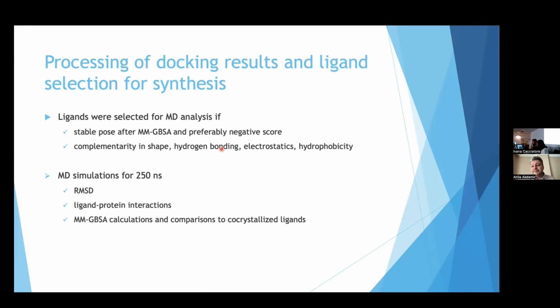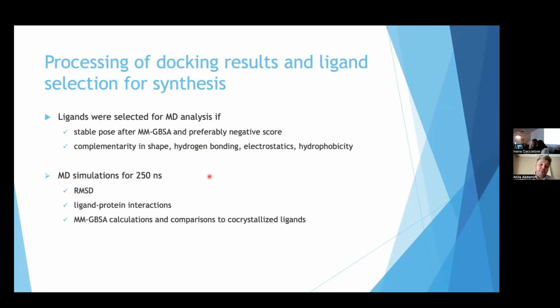So mismatches are, for example, a hydrogen bond donor in your ligand that faces a hydrophobic region where you don't have a hydrogen bonding partner. These kinds of poses tend to occur in docking procedures, and these are not what you prefer. Therefore, we also check for mismatches between ligand and protein, and using this, we select the compounds for MD simulations of 250 nanoseconds.